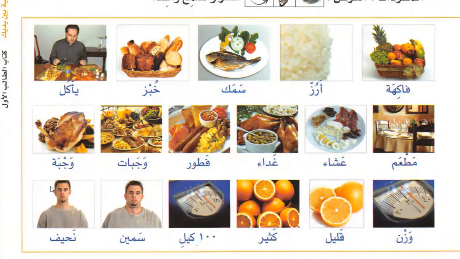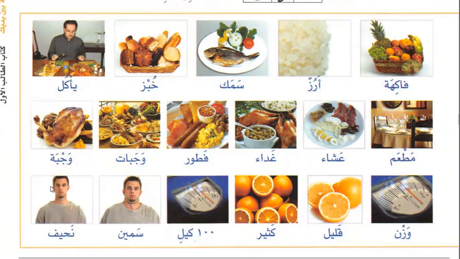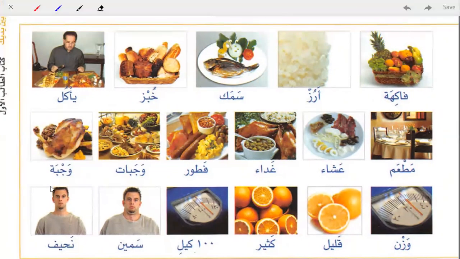Asha'u. Dinner. Asha means dinner. Okay. Dinner. Gada'u. Lunch. Fatorun. Breakfast. Wajabat. What is the meaning of wajabat? Meals. Okay. Wajbatun. What is the meaning of wajbatun? Meal. It is a singular word. Okay. Meals.